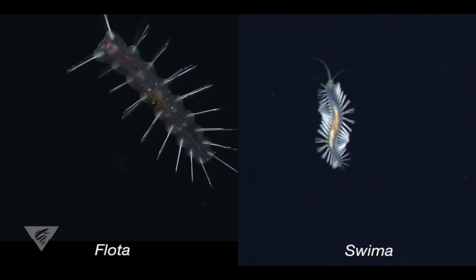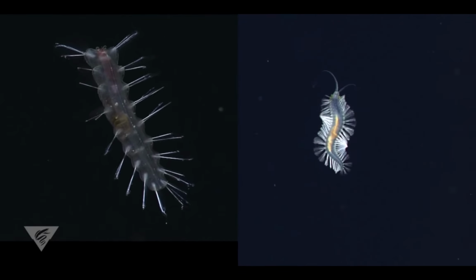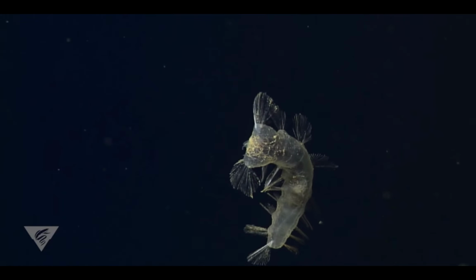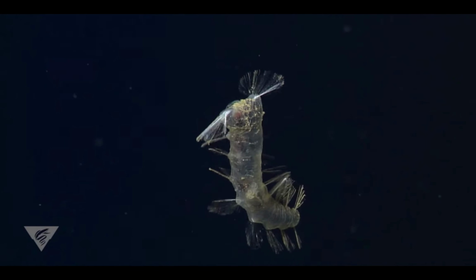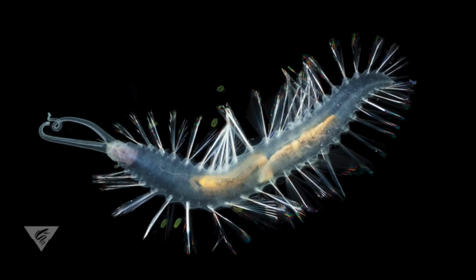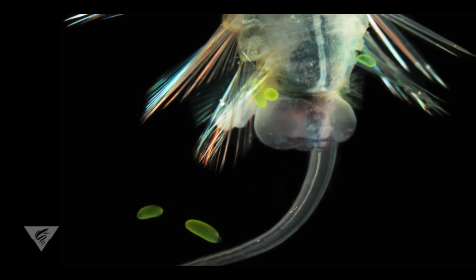Flota and Swima are 2 remarkable worms that live in the depths of Monterey Canyon. They swim by undulating their bodies while beating multiple paddle-like appendages. In the midwater, there is no place to hide, so these worms have protective sharp spines as well as amazing glowing organs that may startle or distract potential predators.